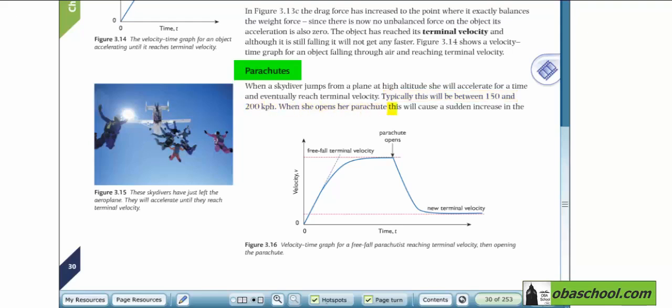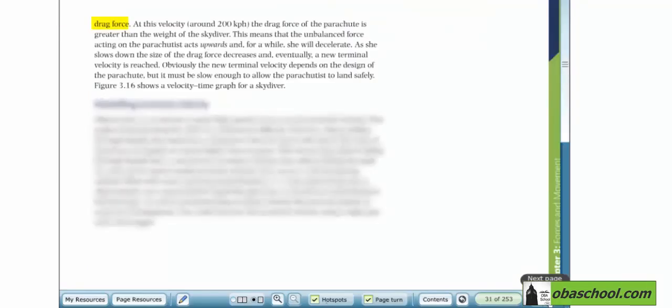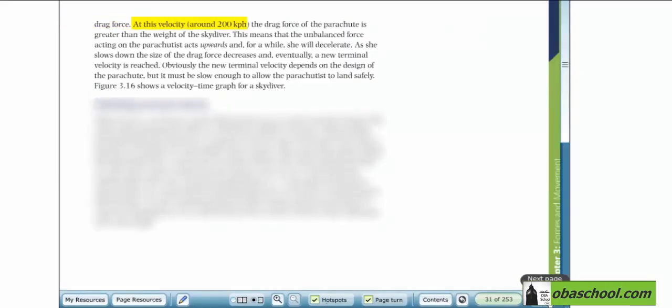When she opens her parachute, this will cause a sudden increase in the drag force. At this velocity, around 200 km per hour, the drag force of the parachute is greater than the weight of the skydiver. This means that the unbalanced force acting on the parachutist acts upwards, and for a while she will decelerate. As she slows down, the size of the drag force decreases, and eventually a new terminal velocity is reached. Obviously, the new terminal velocity depends on the design of the parachute, but it must be slow enough to allow the parachutist to land safely.